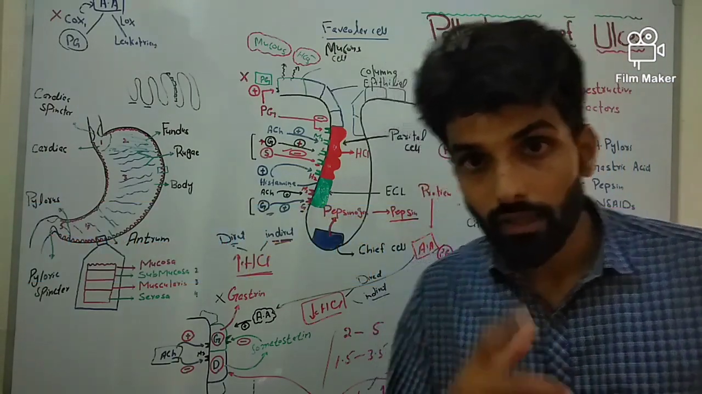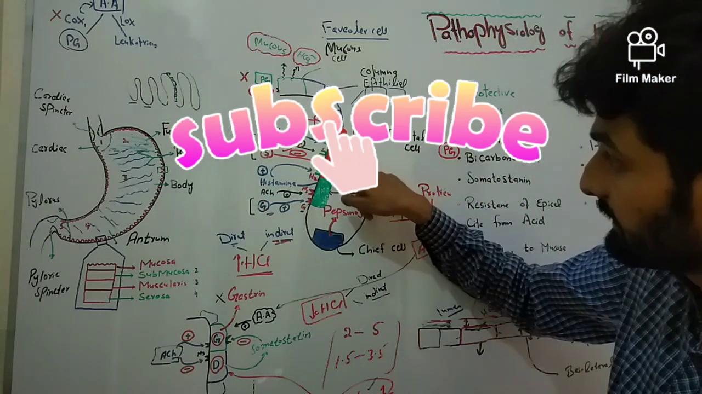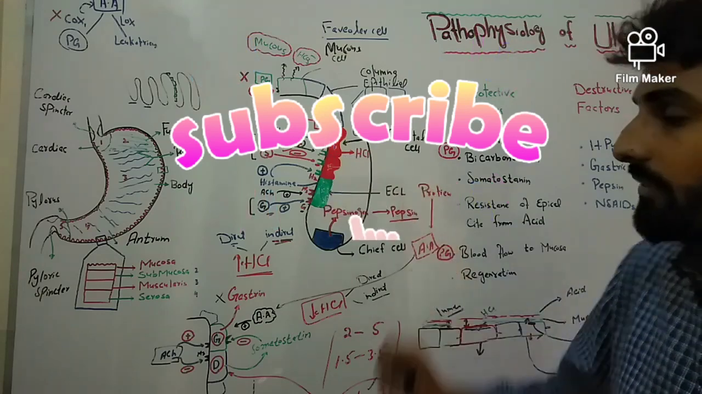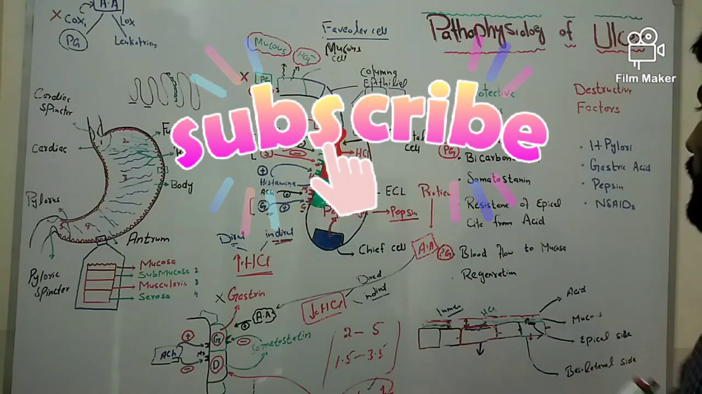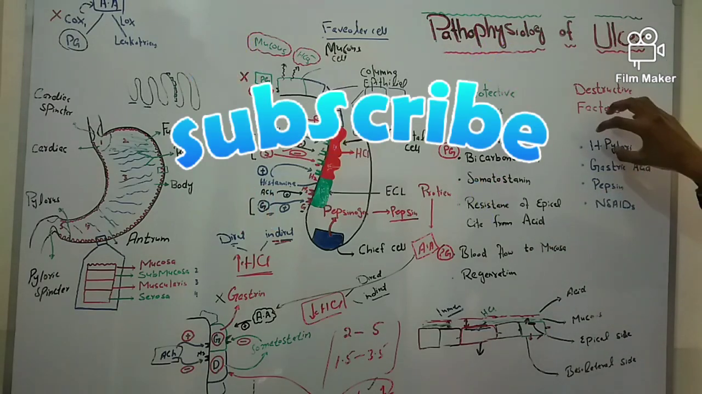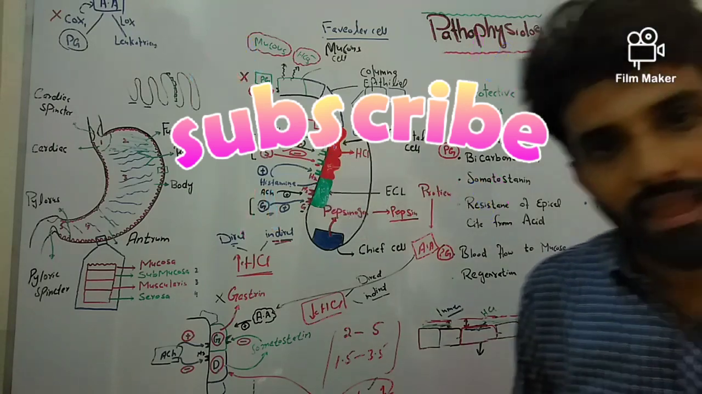In later videos, in tomorrow's video, I will talk about the detailed mechanism of synthesis and release of acid from these parietal cells, and then in the next videos I will talk about the pathophysiology of ulcer because of H. pylori, because of gastric acid oversecretion, and because of NSAIDs.